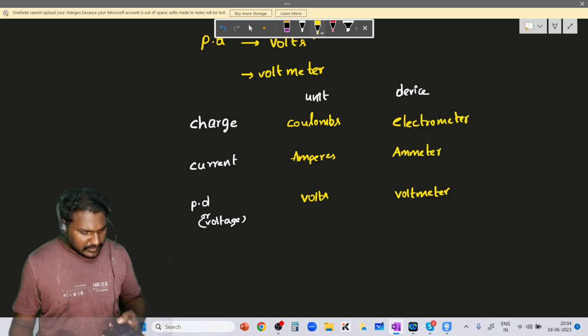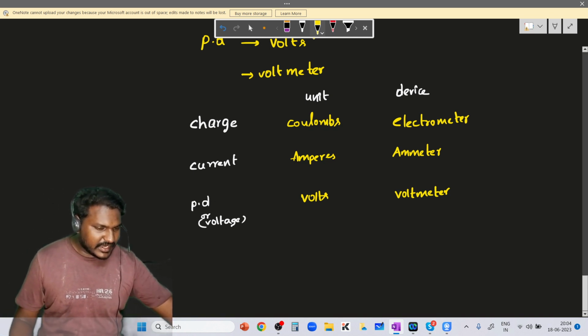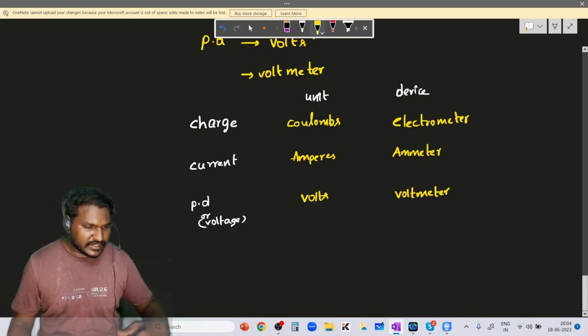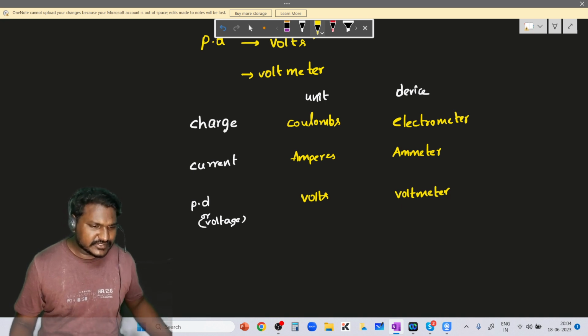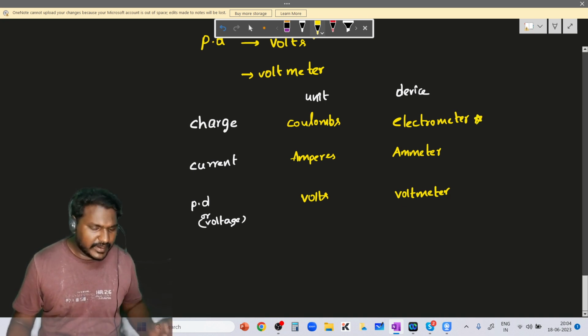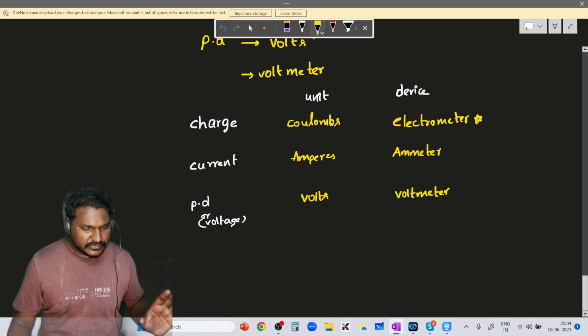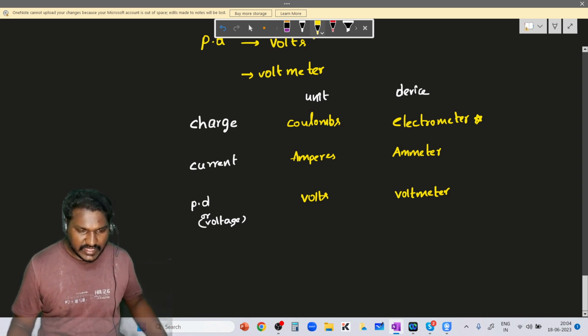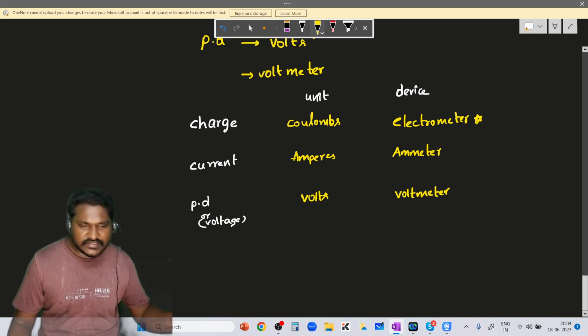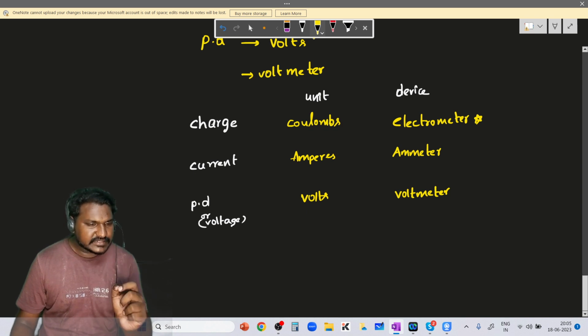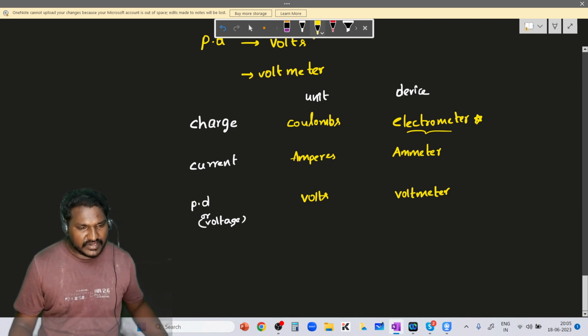But here, in this chapter we cannot directly find charge. In fact, we will directly find current. So it is of no significance, so better remember the name. In all the instruments and practical experiments we are doing, we will directly use ammeter and voltmeter, which will give us the amount of charge also. But only if you want to measure charge alone, we can use an electrometer.